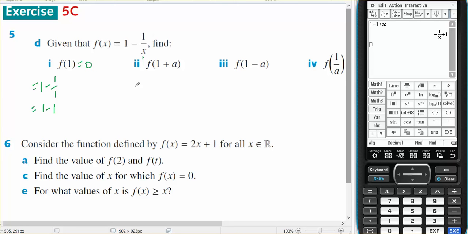f of 1 minus a is going to equal 1 minus 1 on 1 plus a. If I was to combine that to something all over 1 plus a, 1 times 1 plus a is 1 plus a minus 1, which gives me an answer of a on top of 1 plus a.